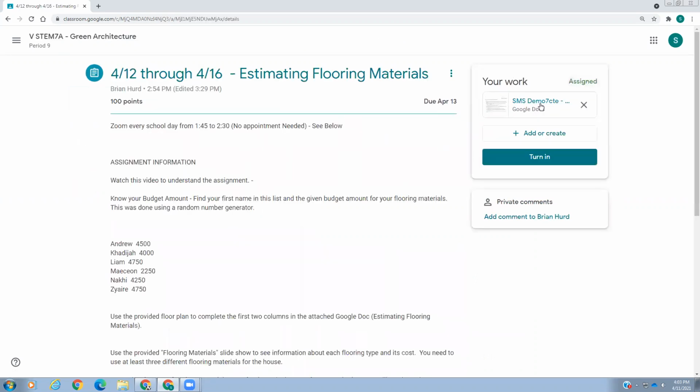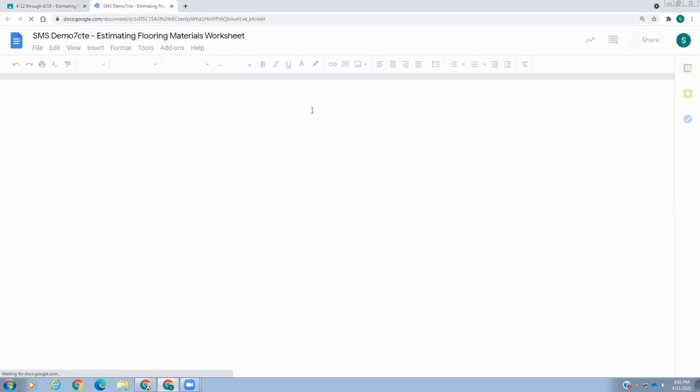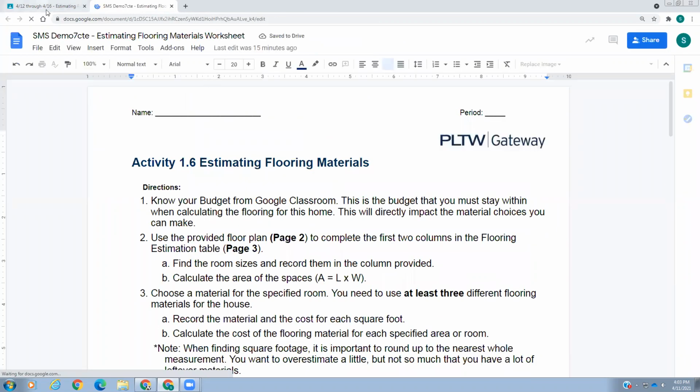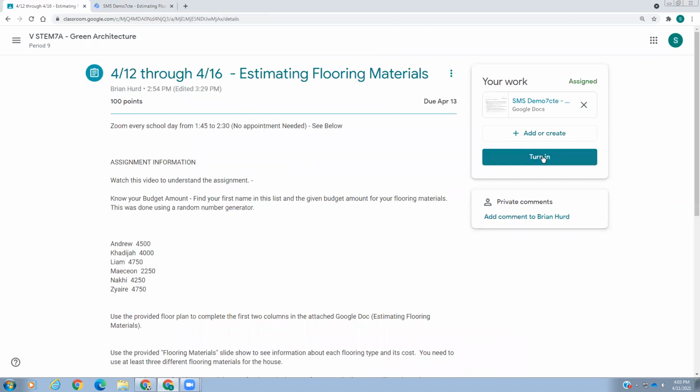There is a Google Doc in the top right-hand corner. This is what we're going to be filling out and completing today. And once this is all filled out, then you can turn it in right there in Google Classroom. All right, so the first thing that you want to know is your budget amount. So your name should be listed in your Google Classroom assignment, not here. And you should find the amount that you have to spend on your budget.